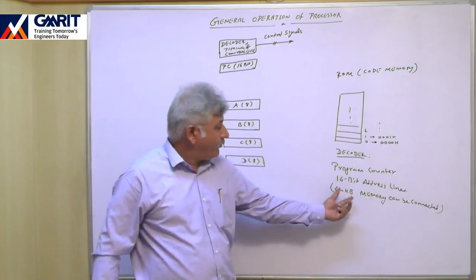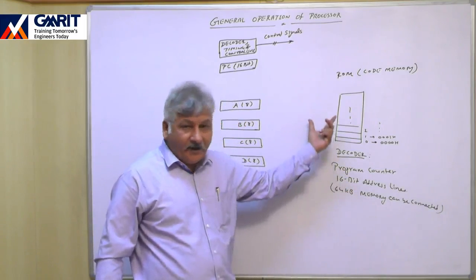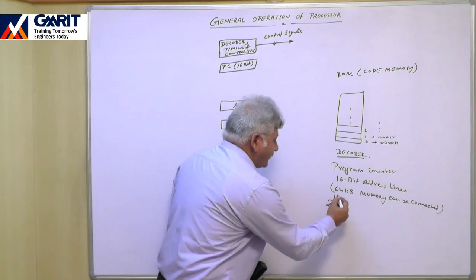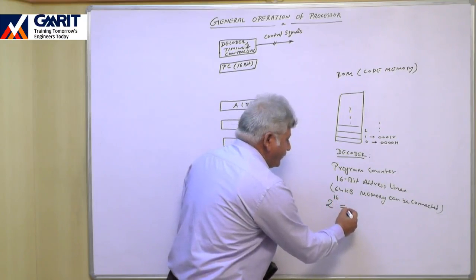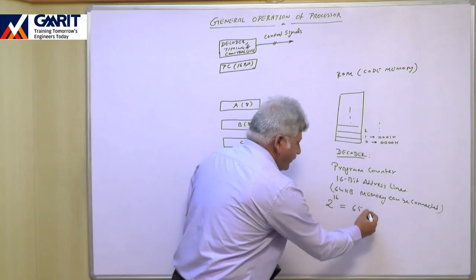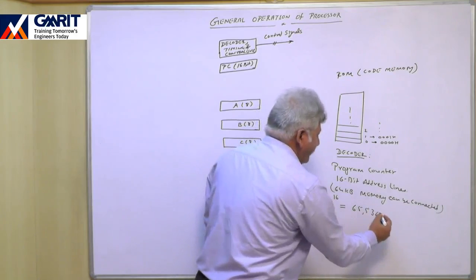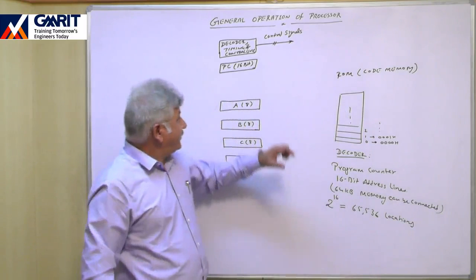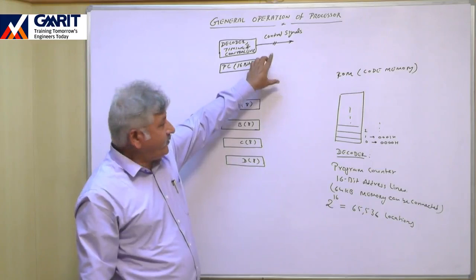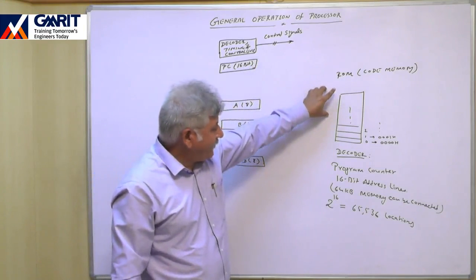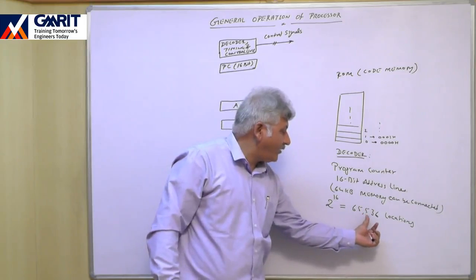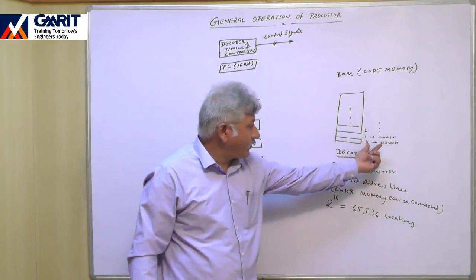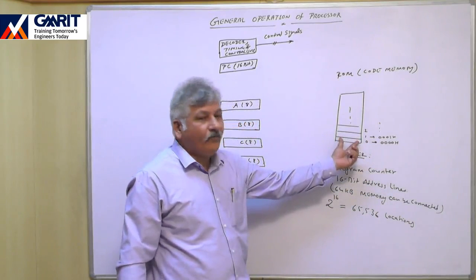How do we come to the conclusion that 64 KB memory can be connected? For that, 2 raised to the power number of address lines, that is 16. If you calculate this, then it will be 65,536. So with 16 address lines of this processor, we can access a total of 65,536 locations. Now, at each location, we can store 1 byte.